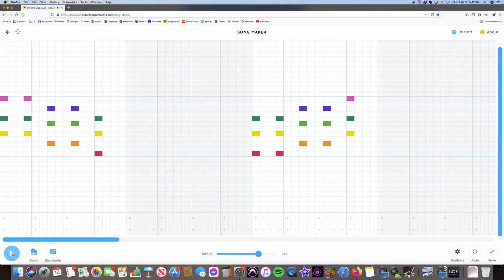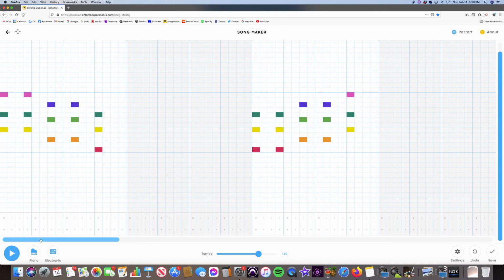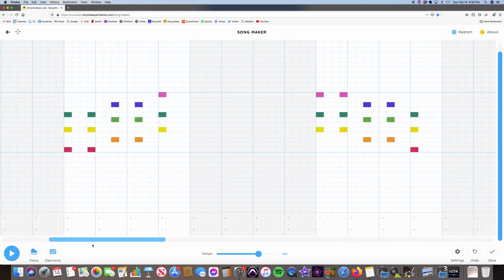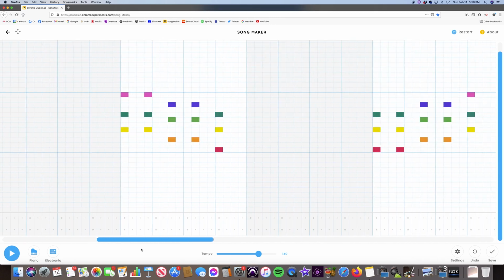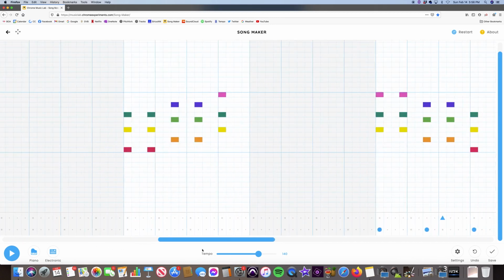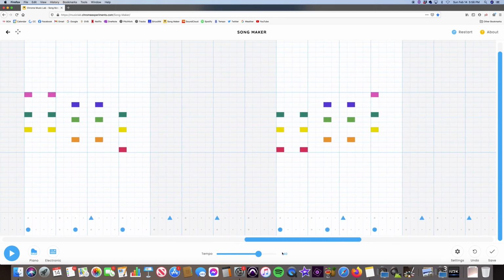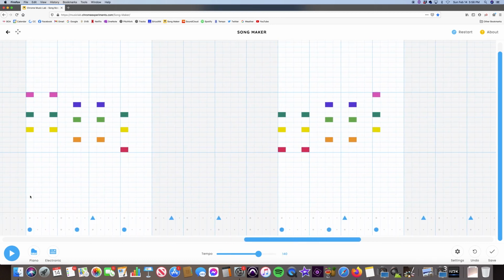Okay, so with these bass notes, we're simply just going to put bass notes wherever there's a kick drum. So we're not putting a bass note every time there's a chord. We're just putting the bass notes wherever there's a kick drum. So that is pretty typical of songs, that whenever there's a kick drum, there's a bass note. Not always, but much of the time.